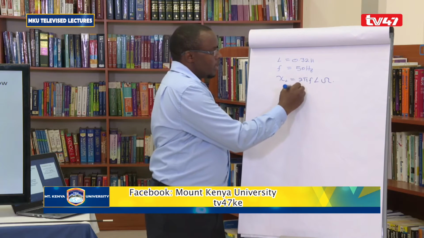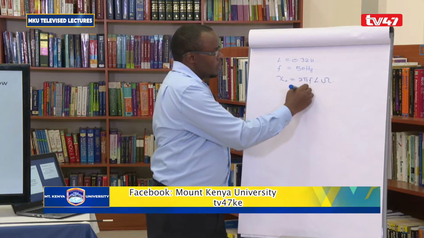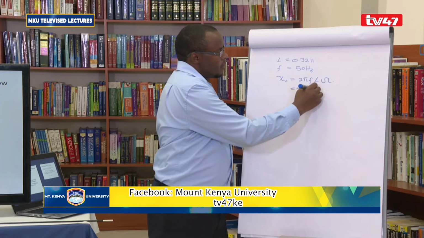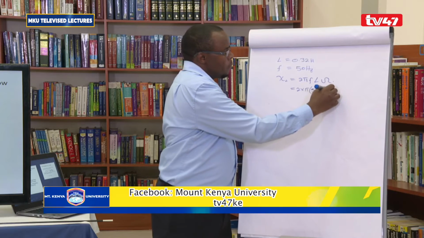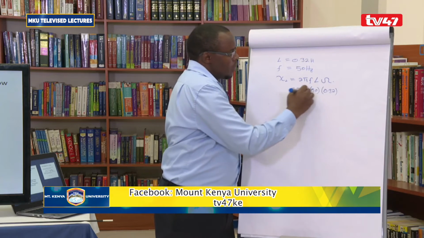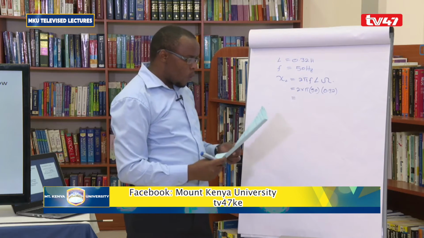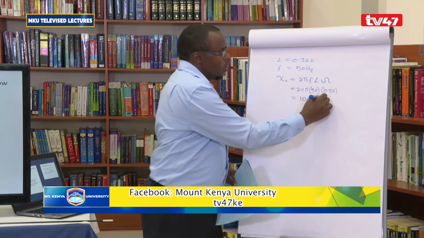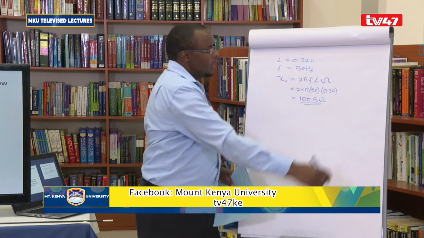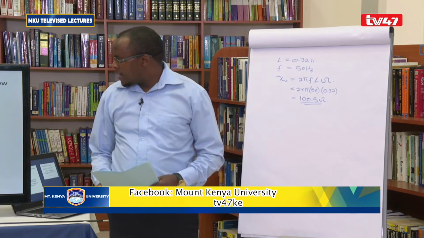And when you put the values, you are going to have 2 times pi times frequency, which is 50, times the inductance, which is 0.32. When you work out this one, you are going to get the answer as 100.5 ohms. Now, we have got part B of example 1.